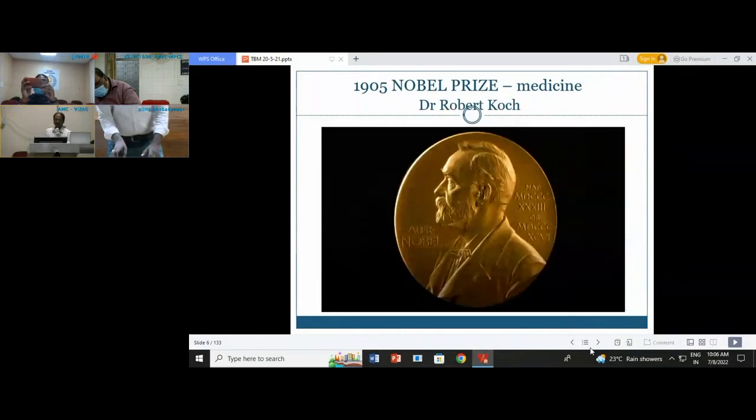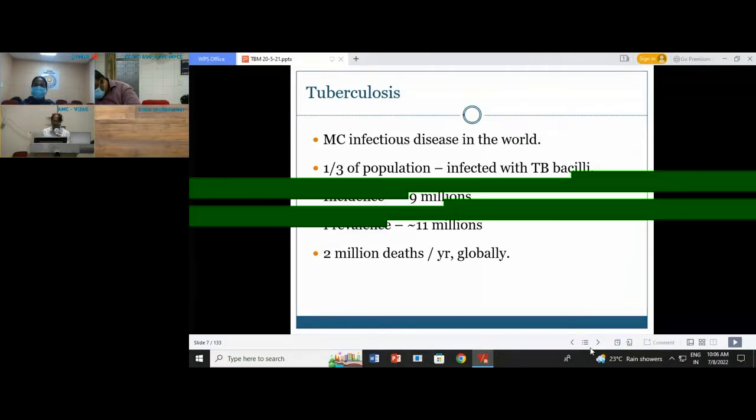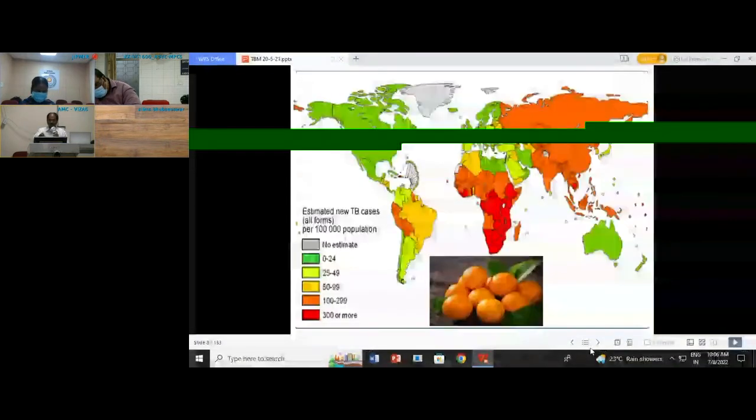Tuberculosis is the most common infection in the world. One third of the population is infected with tuberculosis bacilli. Of all the infections, tuberculosis is the most common. One third of the population, especially in India, is infected with tuberculosis bacilli. Incidence is 9 million, prevalence 11 million, and 2 million deaths per year globally. You can see the highest prevalence rates in Asian countries, especially India, and in Africa.